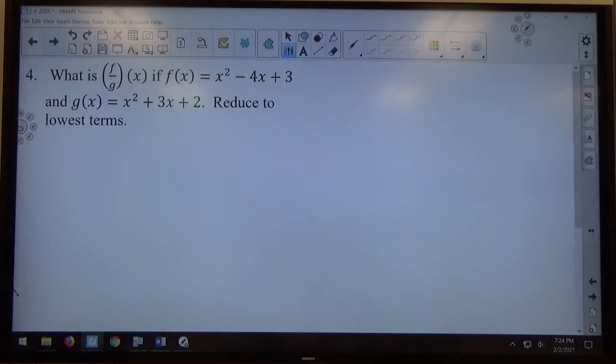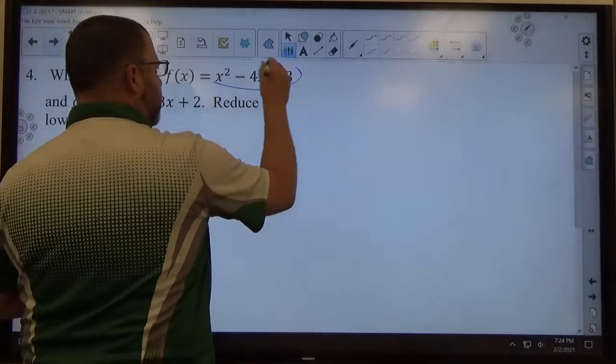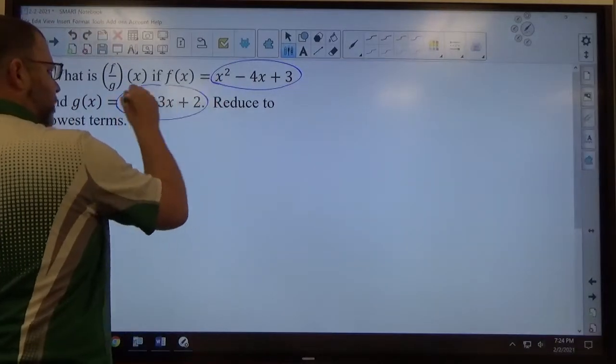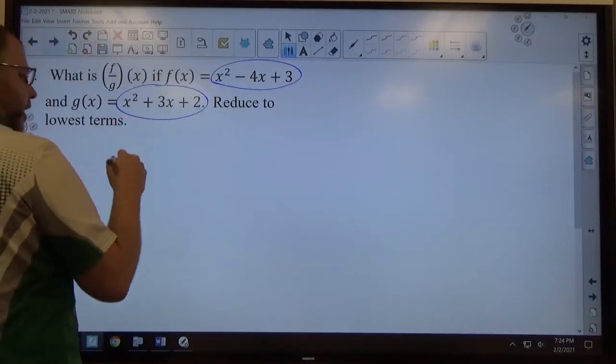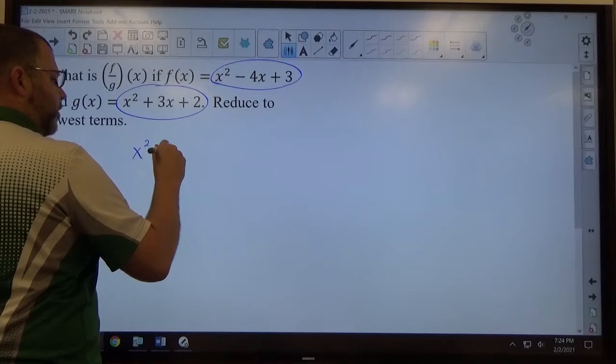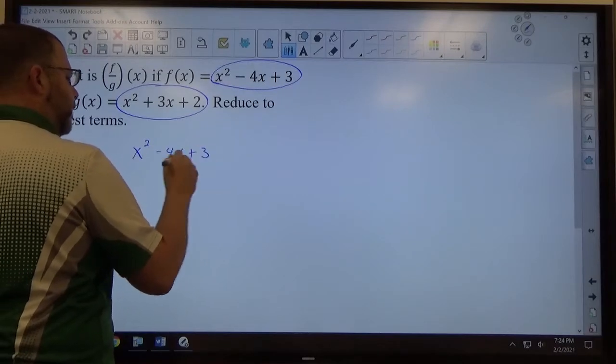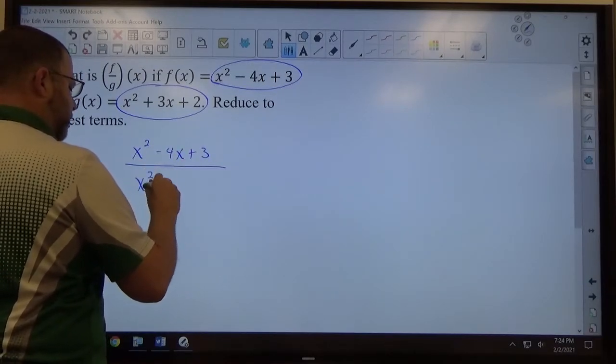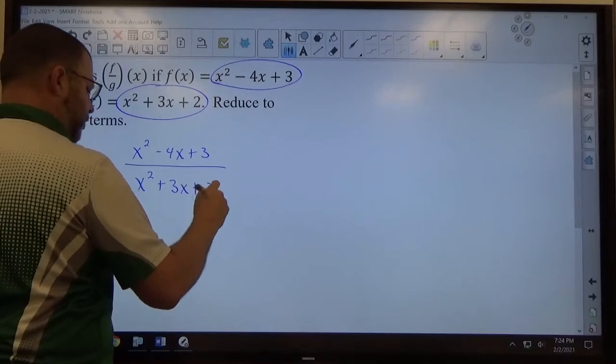This is asking me for the quotient f divided by g of x. F of x is this expression. G of x is this expression. F over g means to put that over that. So x squared minus 4x plus 3 over x squared plus 3x plus 2.